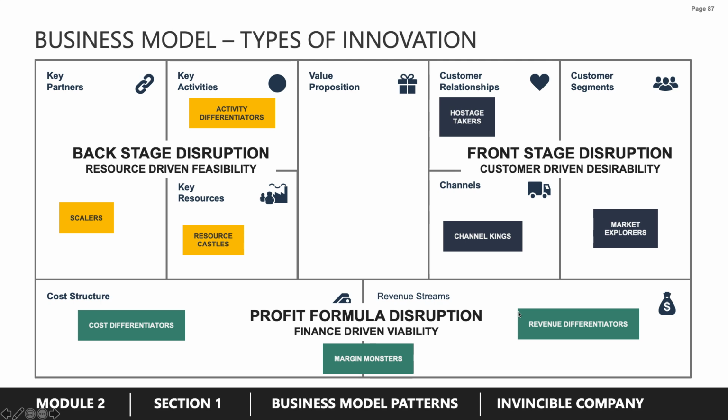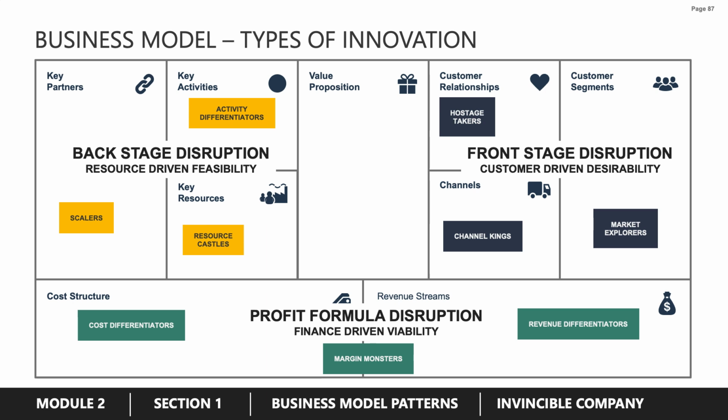Having covered the front stage of the business model canvas in terms of how we can innovate, what we're going to do now is focus on the back stage. In other words, how we can create a competitive advantage by re-engineering some of the activities, the key resources and key partners. And in terms of the Invisible Company, what they've done is they've focused on each of these and identified what really successful companies do.